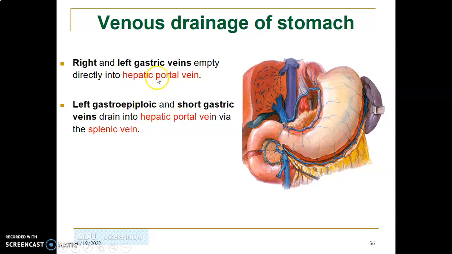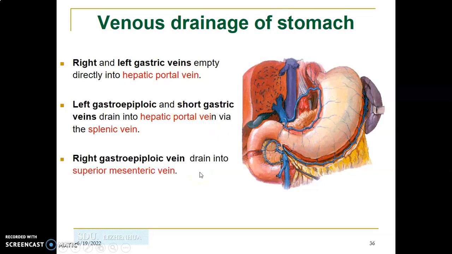So you have the left gastric and right gastric veins draining into the portal vein, while the left gastroepiploic and short gastric will drain into the hepatic portal vein via the splenic vein. Remember, the left gastroepiploic artery was from the splenic artery, so the left gastroepiploic vein will drain into the splenic vein. Short gastric also from the splenic artery, so they will drain into the splenic vein before the splenic vein joins the superior mesenteric vein to form the portal vein.